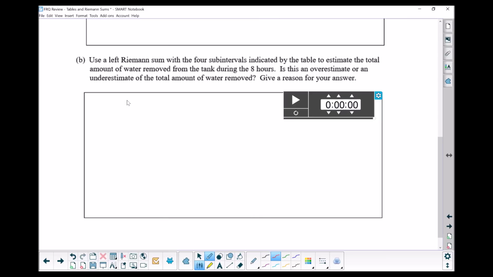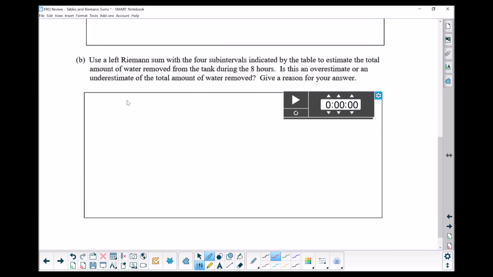So this one says, use a left Riemann sum with the 4 subintervals indicated by the table to estimate the total amount of water removed from the tank during the 8 hours. And then we got some other things to do. They're asking us, is this an overestimate or an underestimate of the total water removed? And of course, you're going to have to give a reason for your answer, right? Your 6 favorite words. Give a reason for your answer.